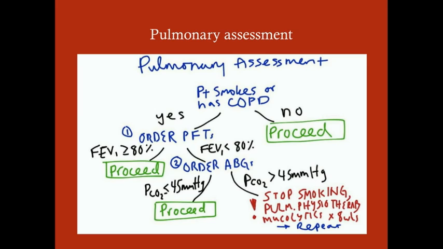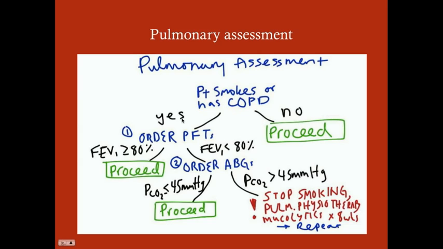So here, I got it written out in a diagram. For me, it's easier to visualize it like this as opposed to words. So if the patient's a smoker or has COPD, you get the pulmonary function tests. If their pulmonary function tests are less than 80%, then order the ABGs. If the ABGs show a PCO2 of greater than 45 millimeters of mercury, you're not going to do the surgery. You're going to have them stop smoking, do some pulmonary physiotherapy and mucolytics for 8 weeks, and then repeat.